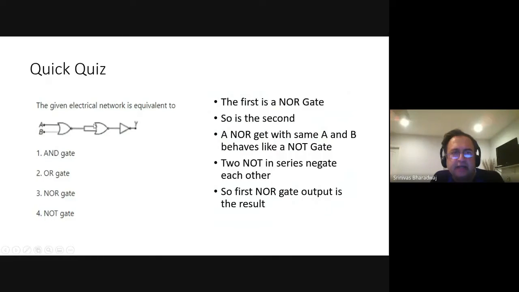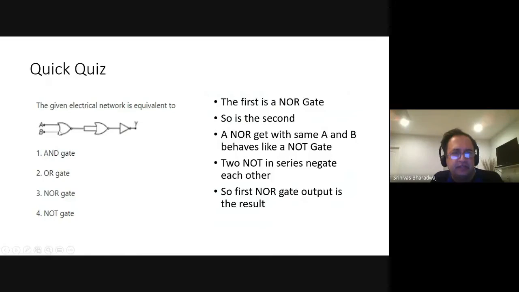Okay, the second is a NOT gate. So you have a NOR and a NOT. The result of a NOR is an OR and a NOT. The NOT of a NOT is the same thing, right? So two NOTs in series negate each other.